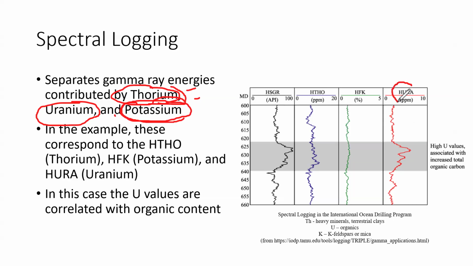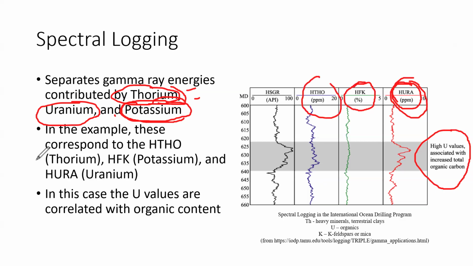Uranium is actually associated with organic matter. Again, I'm not completely familiar with that. Potassium, you're quite familiar with potassium. This one is attributed to clays. Thorium, I'm not completely familiar with thorium.